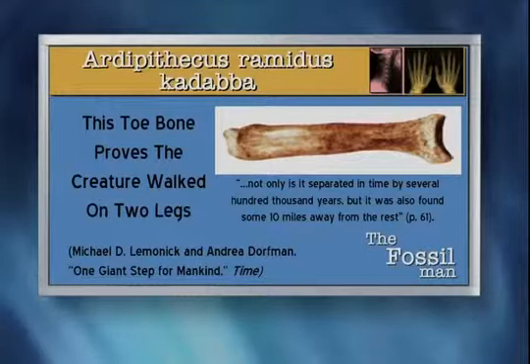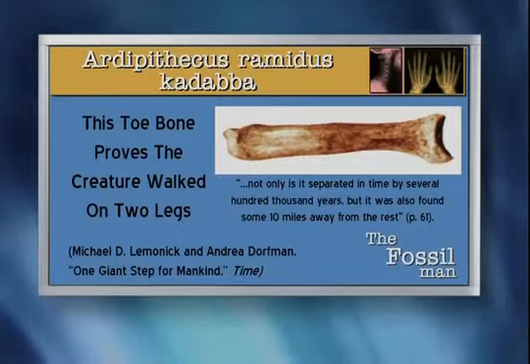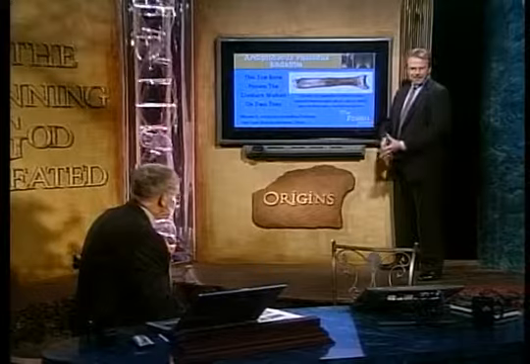But Don, I want you to read with me another admission they made in that article. They say not only is the toe bone separated in time by several hundred thousand years, but it was also found some 10 miles away from the rest of those bones. Not hundreds of years, hundreds of thousands of years, and 10 miles distance, so they can attach it to something way before and put it on the cover of Time magazine and convince your children that they now have the evidence we need for, after all, it was a toe bone, so maybe it just walked away.